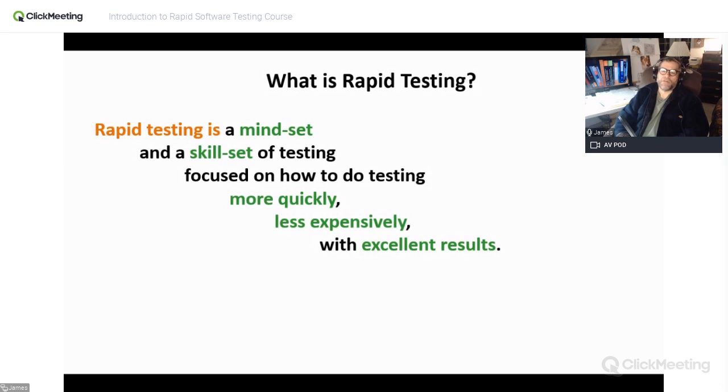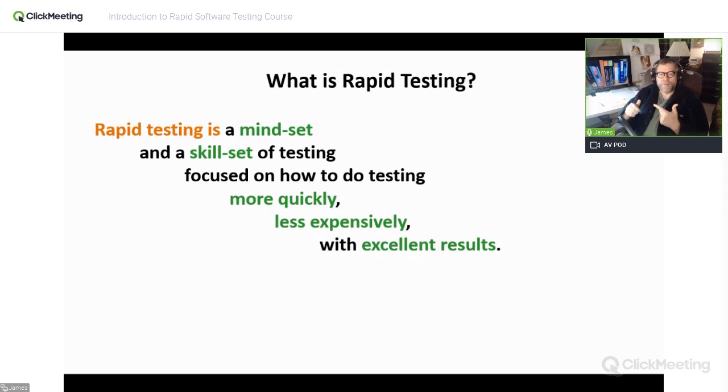To summarize what rapid software testing is on a really high level, we could say it's a mindset and a skill set. It's not a set of procedures. It's not a set of templates. It's a mindset, meaning it's a way of thinking. It's a skill set, meaning it's a set of things you know how to do.